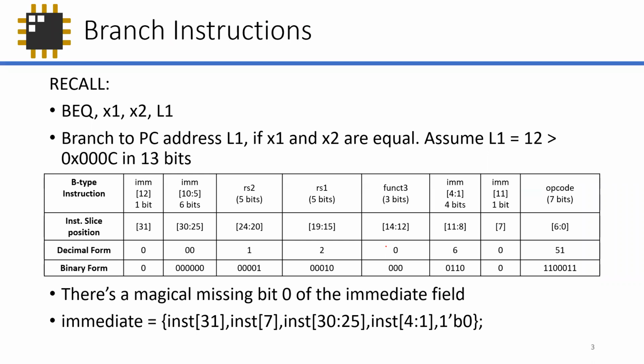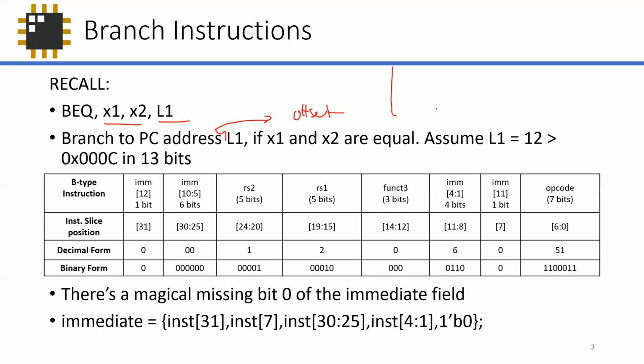For branch instructions, recall that if we call BEQ or BNE, branch if equal or branch if not equal, we compare two registers, x1 and x2, and then we jump to some address offset L1. The way I wrote it is branch to PC address L1 if x1 and x2 are equal. The more appropriate term, which I should have written better, is branch to PC address offset L1.